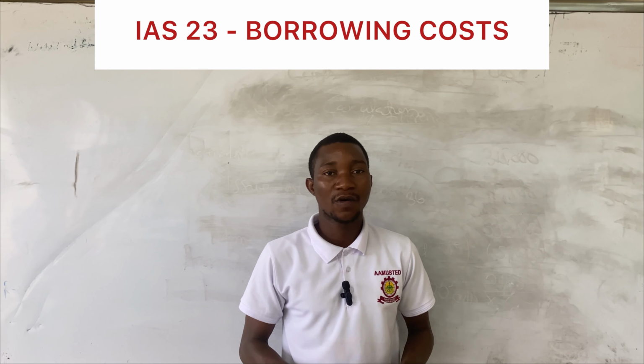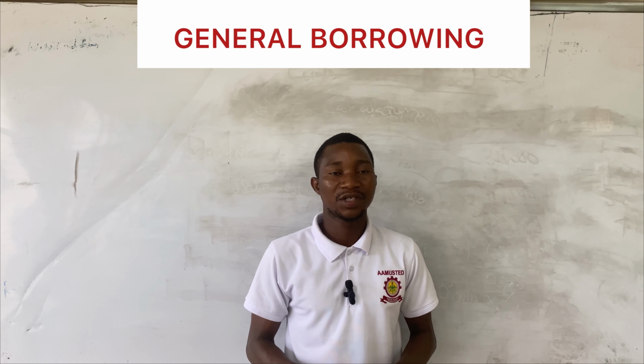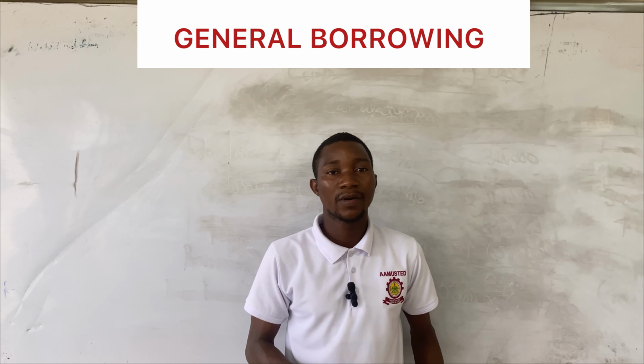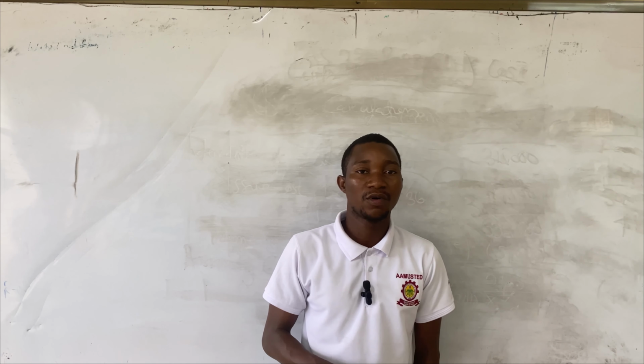This is part 4 of IAS 23, and I want us to look at a practice question on general borrowing. That is how to calculate borrowing cost eligible for capitalization when there is a general borrowing.